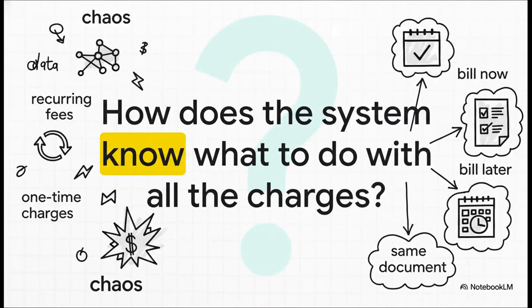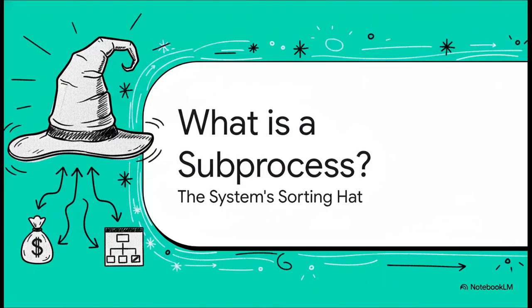And that leads to the million-dollar question. You've got all these different charges flying into the system. How in the world does it know which ones to bill right now, which ones to save for later, or which ones are even allowed to be on the same document? How does it make any sense of it all? Well, the answer is something called a subprocess. And honestly, the best way to think about it is like the system's own personal sorting hat. Every single charge that comes in gets put under this hat, and the subprocess sorts it, telling it exactly where to go and what its destiny is in the billing process.